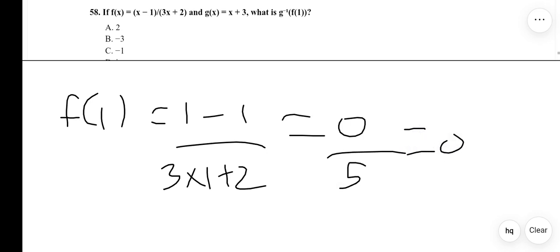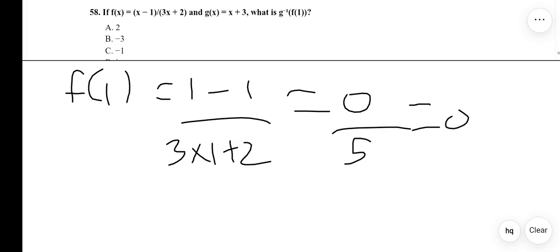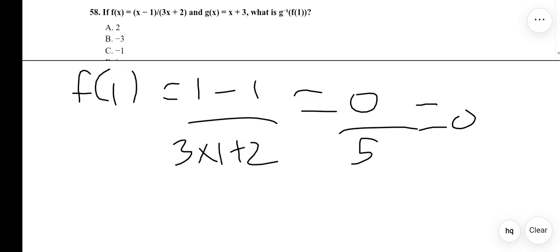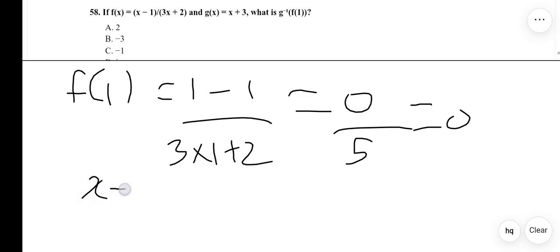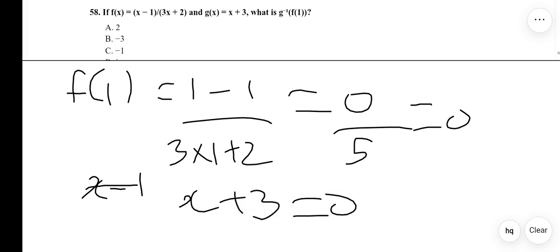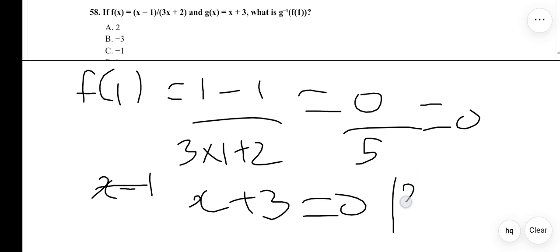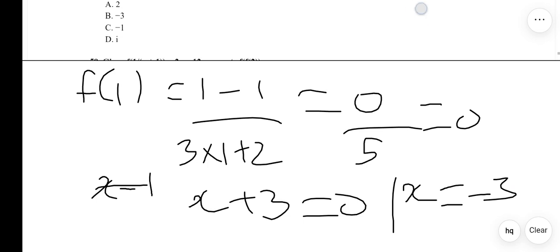So I'm looking for g inverse of 0. So instead of finding the inverse of the function, I'll just set my output to be 0. Okay, sorry, I'm doing g of x, so that will be x plus 3. I'll set the output to be 0. So at that point, my value of x is equal to minus 3. So that is my value of g inverse of f of 1, which is b. So b is the answer.